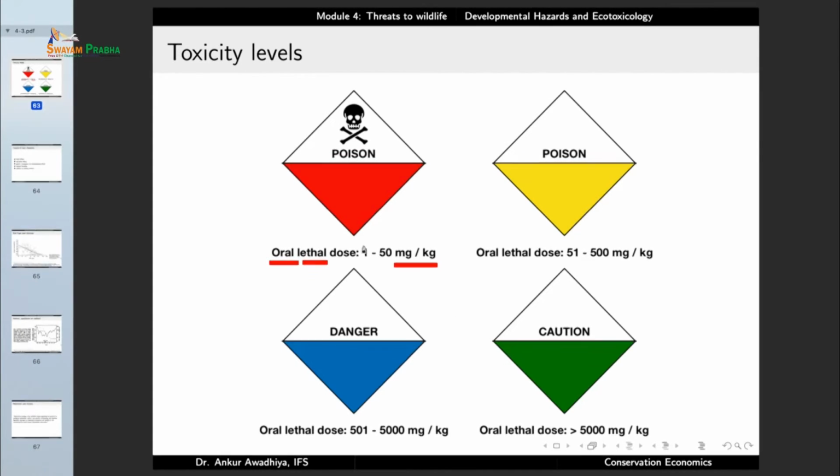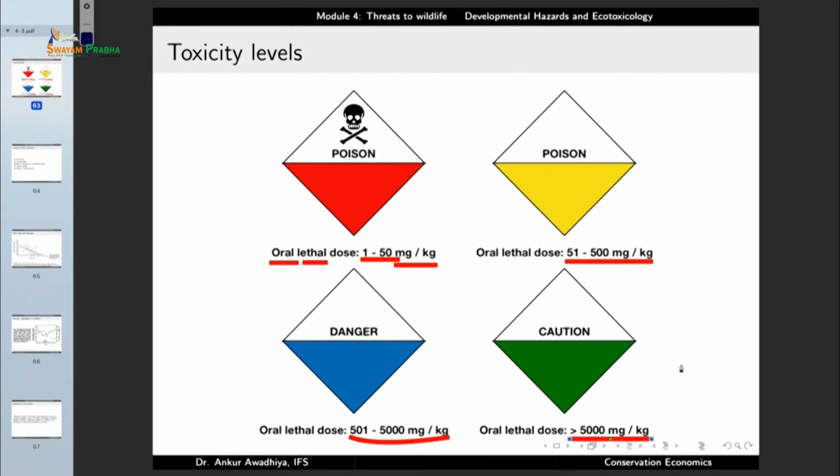Now, if there are chemicals which are lethal or which kill the organism at a dose as low as 1 to 50 milligram per kg, then we say that these are the most poisonous chemicals. And whenever they are being transported, this is the symbol that is used. If the oral lethal dose is between 51 and 500 milligrams per kg, we still call it a poison, but it gets a yellow label. If the oral lethal dose is between 501 to 5000 milligrams per kg, it gets a blue label and we call it a dangerous chemical. And in case the oral lethal dose is greater than 5000 milligrams per kg, we put the label which is green in color and we say that this is a chemical that we need to be cautious about.